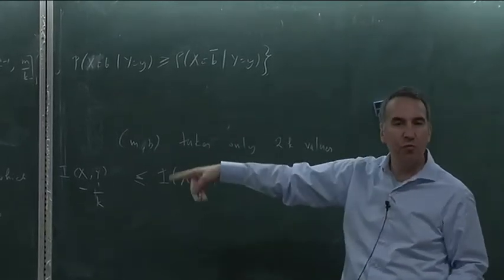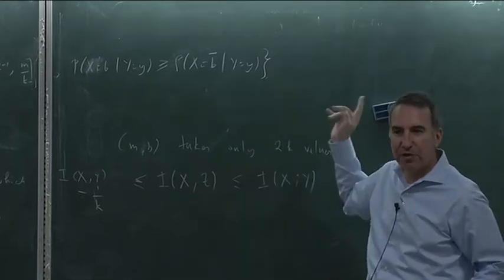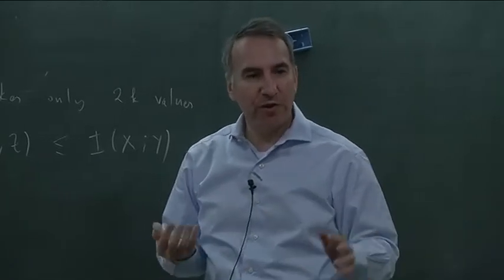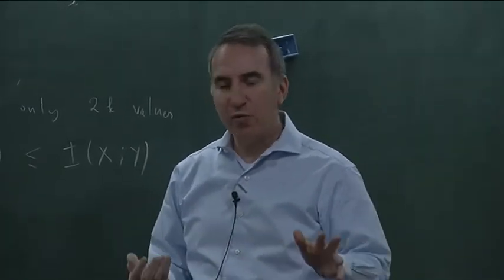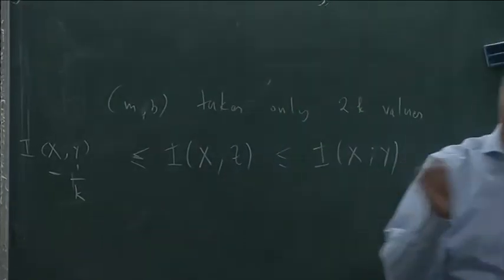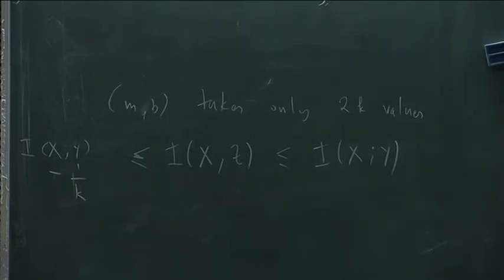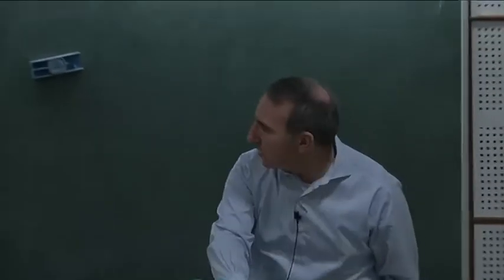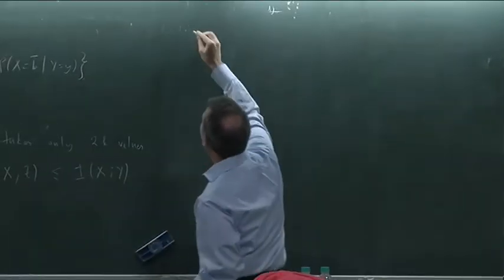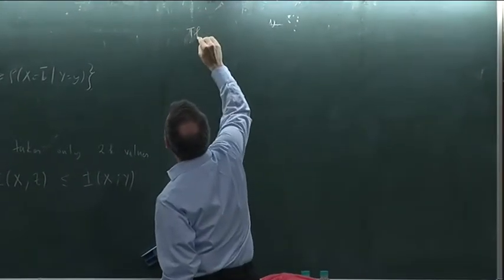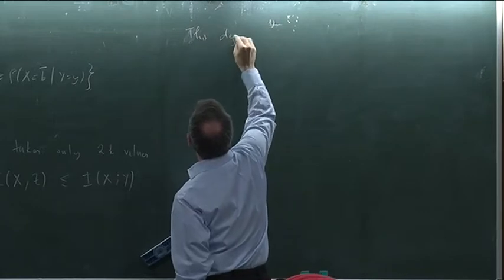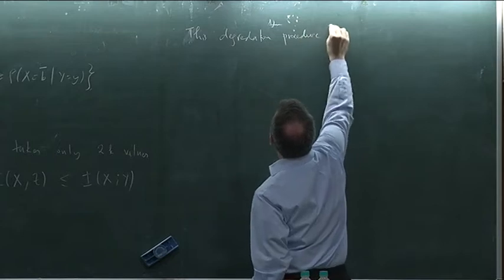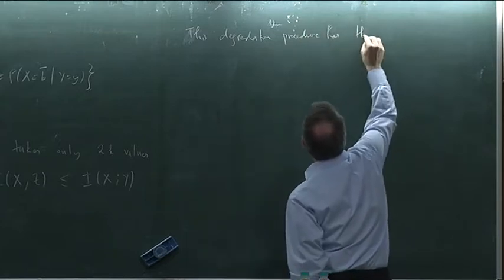So my delta is 1 over k. Remember, in the previous lecture, we worried about making sure that the mutual information loss that we suffer in each degradation step is at most delta. So our delta is 1 over k. That's the most amount of mutual information loss we create by our degradation procedure. So our degradation procedure has the following properties.